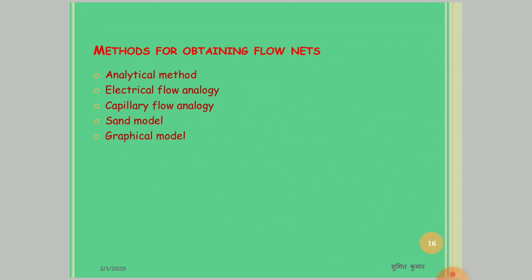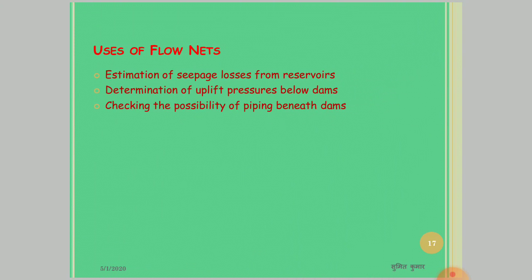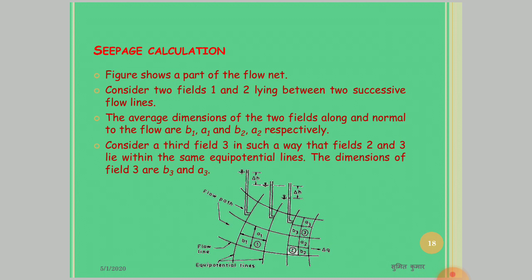There are many methods in use for the construction of flow nets. Some of the important methods are the analytical method, electrical flow analogy, capillary flow analogy, sand model, and graphical method. Flow nets are constructed for several purposes, like estimating the seepage losses from reservoirs and determining the uplift pressure below dams. Flow nets are also important for checking the possibility of piping beneath the dams. Now, to derive the seepage formula, let us consider a part of a flow net as shown in the figure.